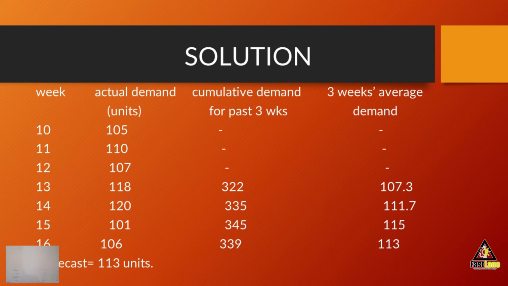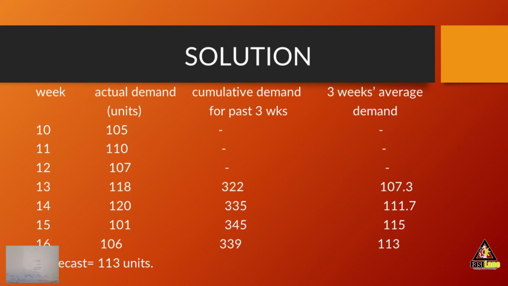Now we need the 3-week average demand, since they said we use the 3-week moving average for the forecast. So we also need the column for 3-week average demand. Now for week 10, we didn't have the cumulative demand for past 3 weeks, so we won't have the average for week 11 and week 12.